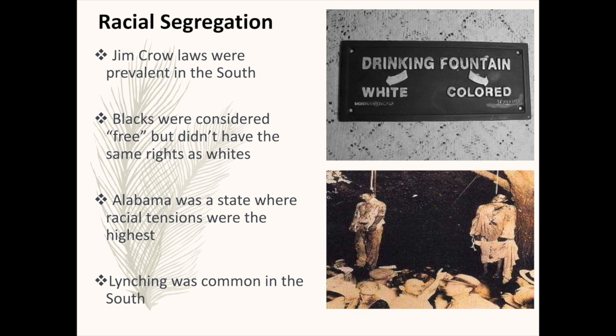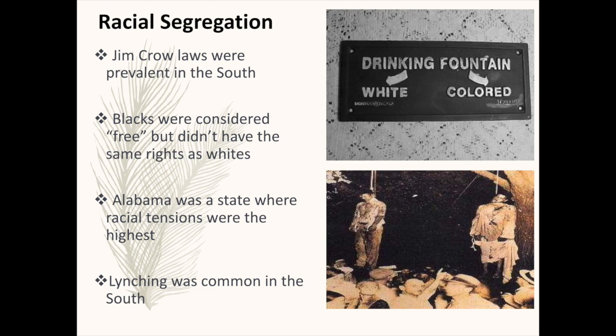After the Civil War, blacks were considered free, but they didn't have the same rights as whites. There was a significant amount of racial tension, particularly in states like Alabama. And because of that racial tension, lynching was very common in the South. We saw a lot of whites with racist tendencies, and we also saw a lot of hostility between blacks and whites, particularly because of something called Jim Crow laws.